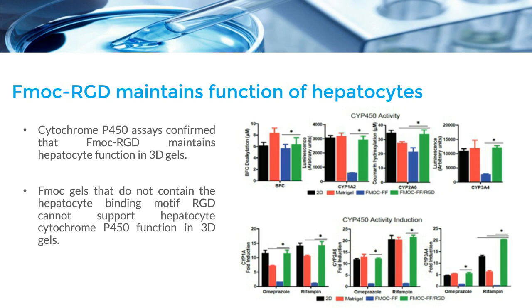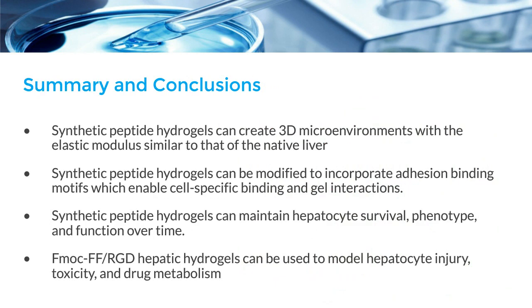So basically, if we were to summarize what we've shown here, first of all, we can generate a synthetic peptide hydrogel that can create a 3D microenvironment that has an elastic modulus similar to that of the native liver. And moreover, we can functionalize this hydrogel to incorporate binding motifs which enable cell-specific binding and cell-gel interactions, which is quite important.